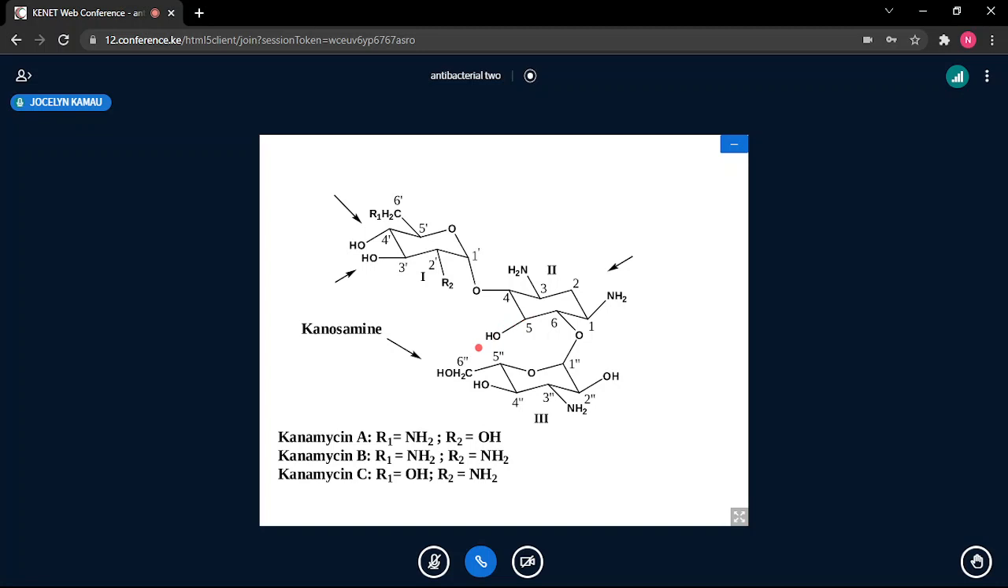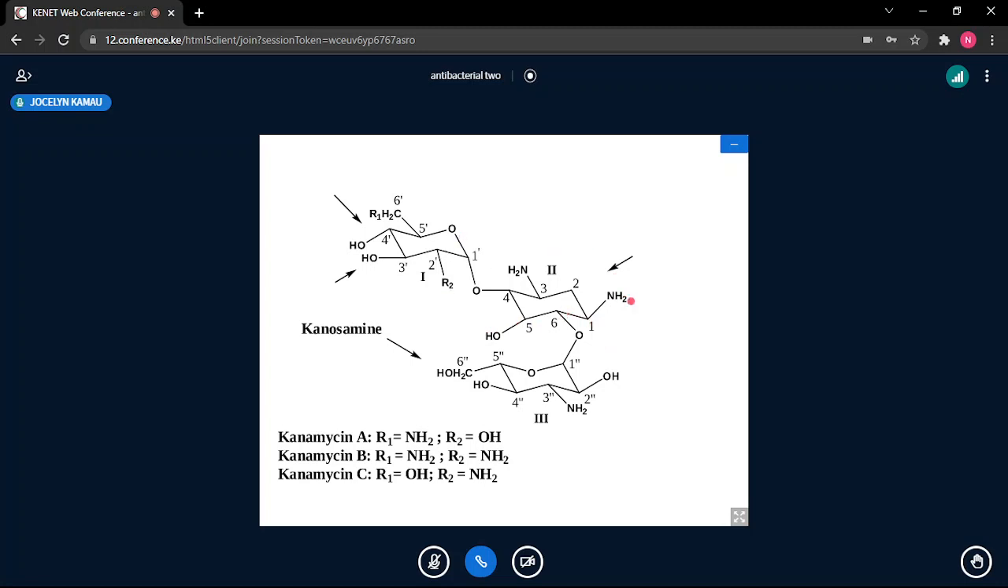It is a cyclohexane ring. At position 5, it has a hydroxyl group. At position 6, it has a hydroxyl group. It is only that it has been linked with the amino sugar. At position number 4, it had a hydroxyl group. So indeed, this ring here is 2-deoxystreptamine, and it is the one which is joining.